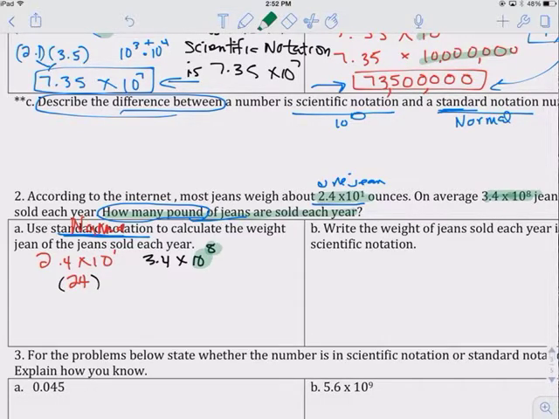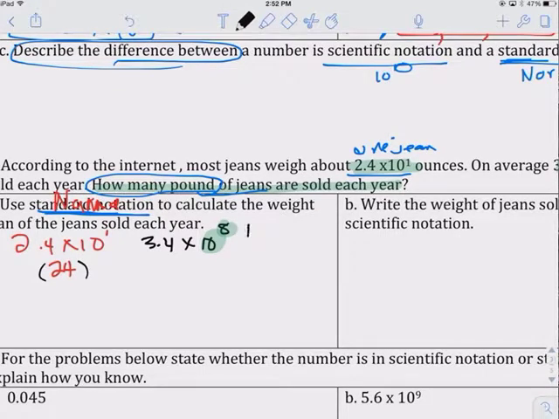Use your calculator. 10 to the power of... That's 100 million? How many zeros? There is 1, 2, 3, 4, 5, 6, 7, 8. 8 zeros, right? Yeah, 100 million. Times that by 3.4. 340 million, right? Okay, do you see how we make it in standard form? Do you understand how we make it in standard form? Now multiply them together. What'd you get? 800 what?